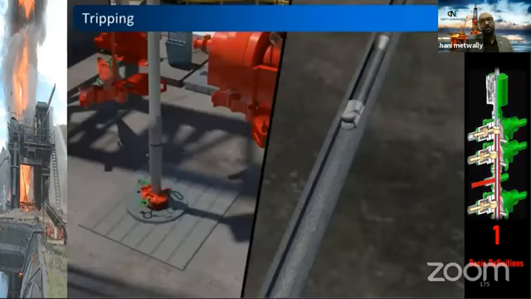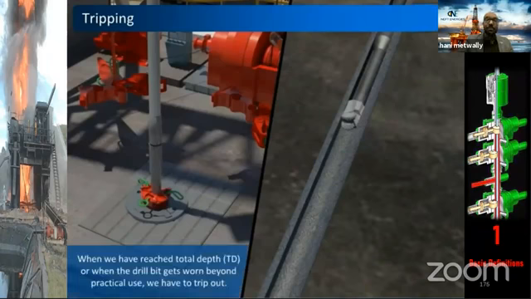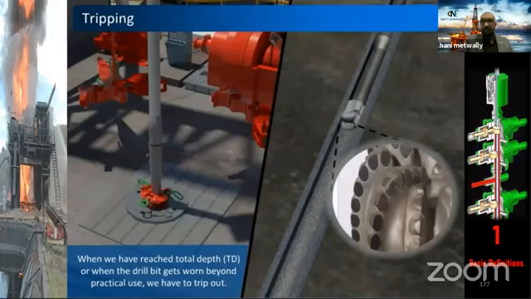New term we need to discuss. What is the meaning of tripping? Tripping means you will pull out or run in the hole with your string. But why do we need to pull out of hole with our string? You can finish your drilling operation and reach your depth. So in this case, we need to pull out of hole, or we need to change our bottom hole assembly. We need to replace our bit because the bit teeth are worn. So in this case, we need to pull out of hole.